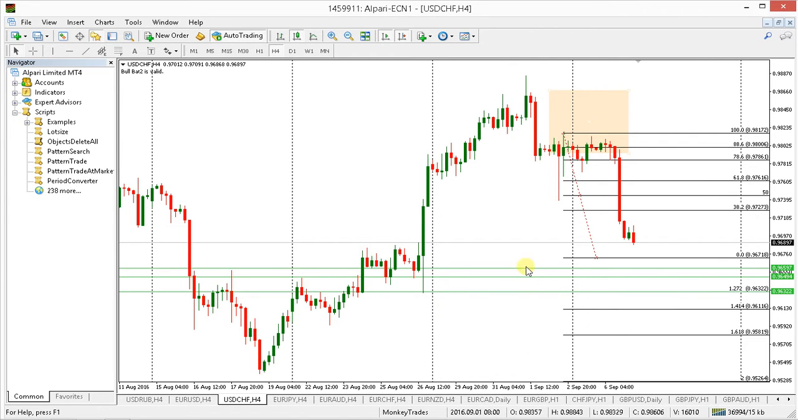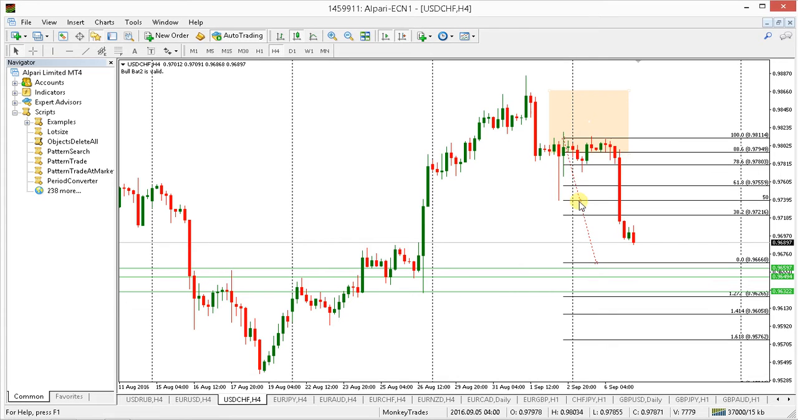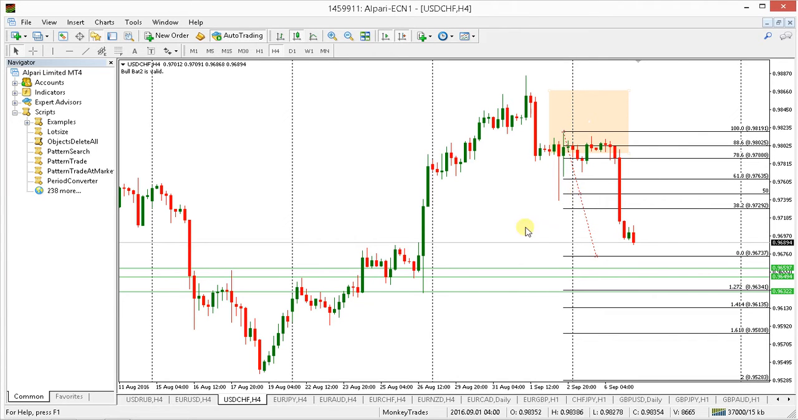Okay, the pattern is valid if none of these lines exceeds X, if they all take place within XA leg. If some line goes lower, the pattern is invalidated. Okay, these are the rules for the bat pattern 2, and traditionally 382 is the target from A to D, and below X is the stop loss.